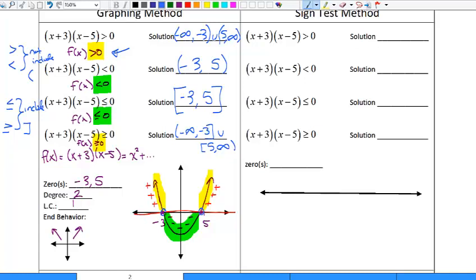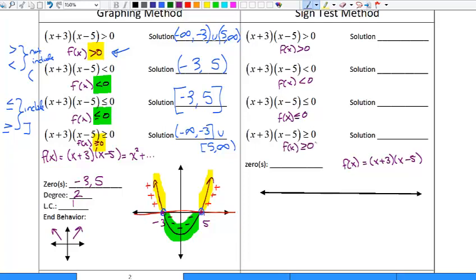Let's do that same problem again, but this time using the sign test method. So the sign test method starts very similar. One side is already equal to 0, yay. I have a function f of x equal to the polynomial. I just use f of x notation so that for the graphing method I could graph it, and for the sign test method I can evaluate. The f of x notation is just a little bit easier to solve, and then I can just focus on where is f of x greater than 0, where is f of x less than 0, and so on and so forth.